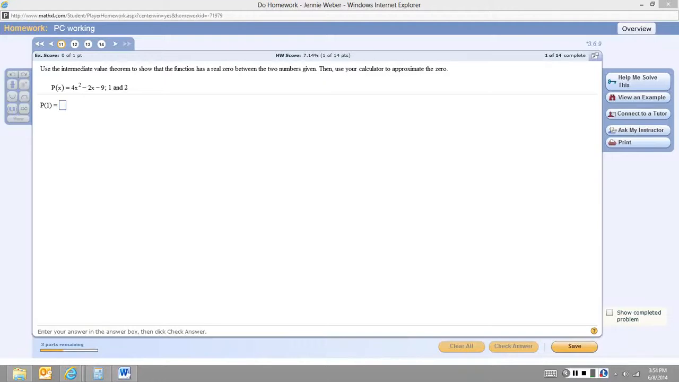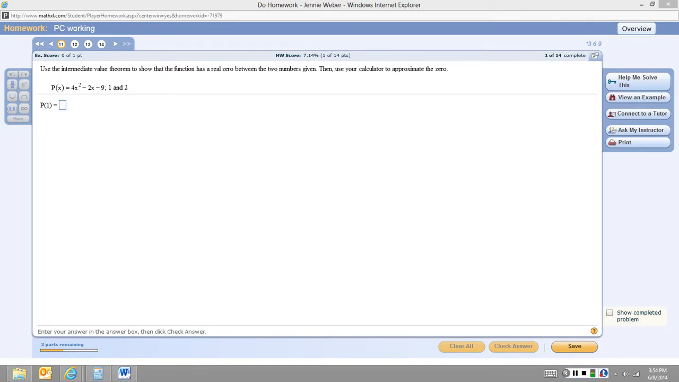Okay, we want to use the intermediate value theorem to show that the function has a real zero between the two numbers given. So what the intermediate value theorem says is if you test 2 points and one's positive and one's negative, there's a zero between it. Because guess what? To get from point A to point B, if you go from positive to negative, you had to cross zero to get there.